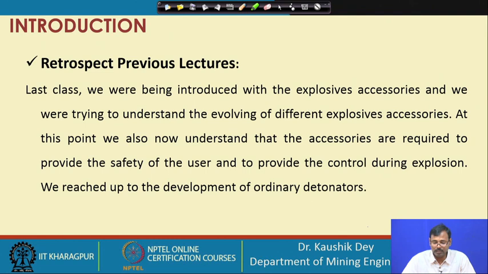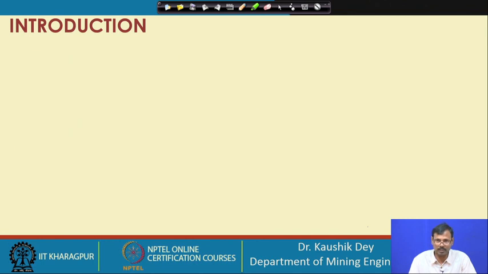So, basically the explosive accessories are provided for the safety of the user and to provide control during the explosion. At present we have reached the development of the ordinary detonator, and let us see what comes next.